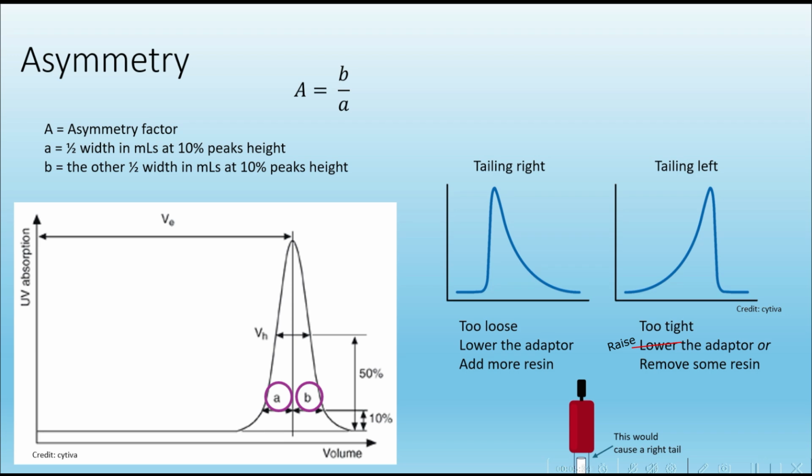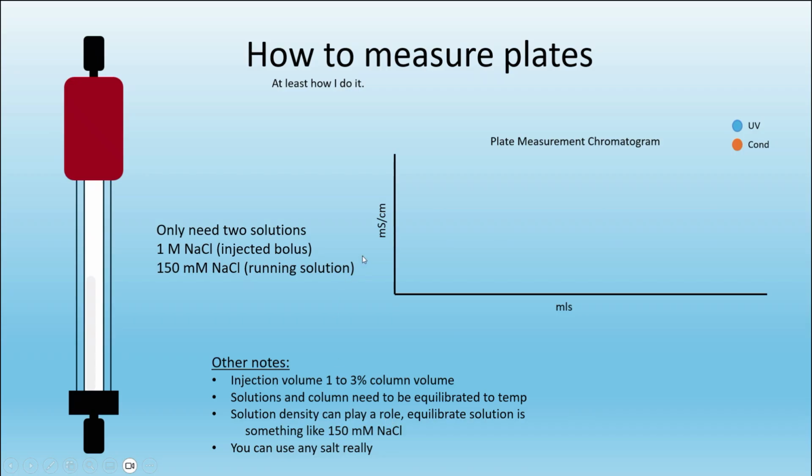Asymmetry normally only applies to longer columns like SEC and not to shorter affinity columns, because there needs to be enough time for mixing to occur for the peak to take shape. But you can still get some useful information with asymmetry on shorter columns. So how exactly do you do a measurement?